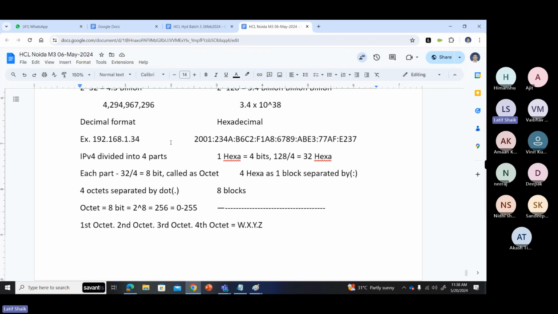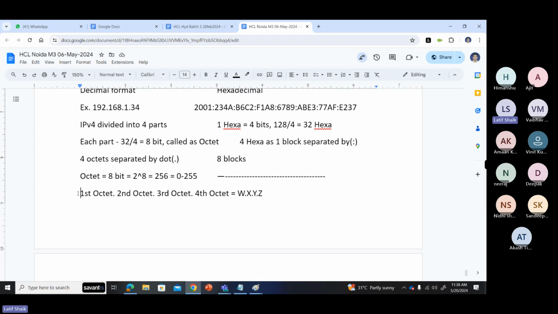I have written out the IP address range from 0.0.0.0 to 255.255.255.255. In IPv4, this 32-bit is divided into 4 parts. Each part has 8 bits, so we call each part an octet. An octet means 8 bits. 2 to the power of 8 is 256, so each octet ranges from 0 to 255.